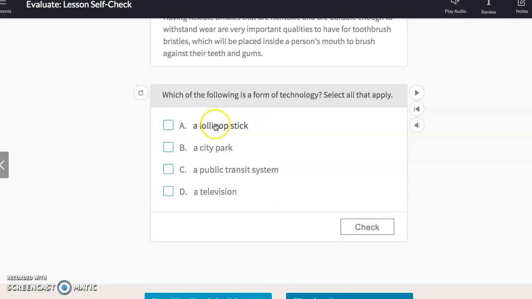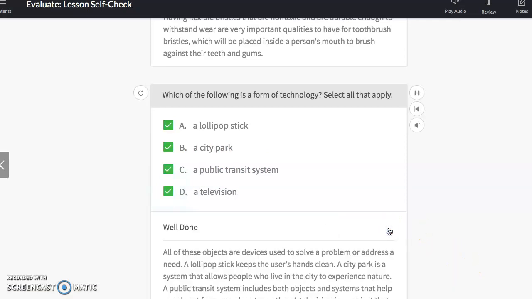Which of the following is a form of technology? Remember, technology means it was created by humans. So lollipop stick, yes. City park was actually created by humans, because otherwise it's just nature. Public transit system, television, all created by people.